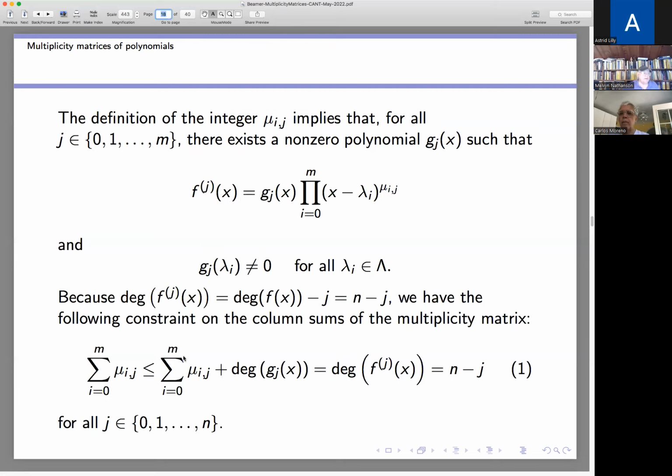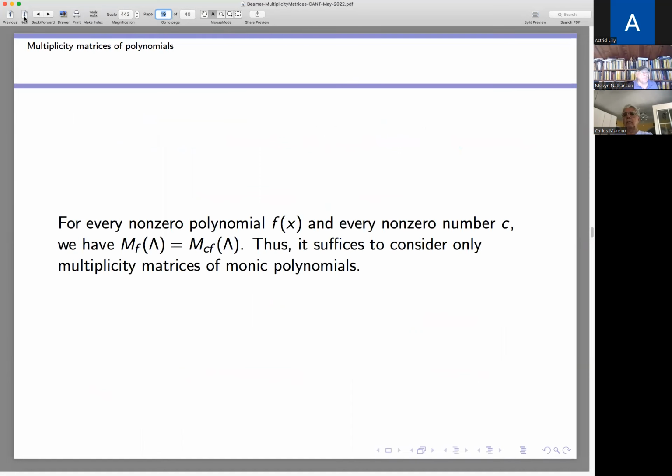So we have this constraint on the columns of any multiplicity matrix: you look at the jth column sum, the sum of mu_ij as i goes from 0 to m. This is the jth column sum. It's at most n minus j for every one of the n plus 1 columns in this matrix. You can also observe, of course, that if you take your polynomial and you multiply it by a non-zero number, you don't change the multiplicity of any root. So it's enough to consider just monic polynomials.